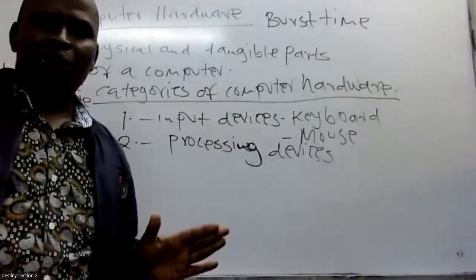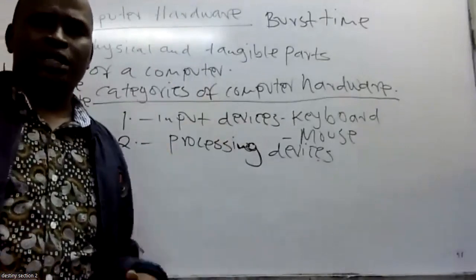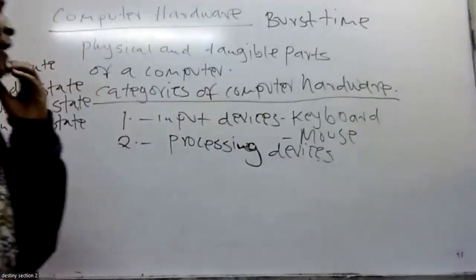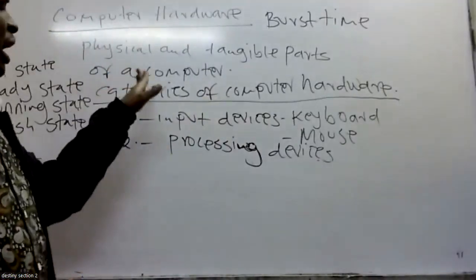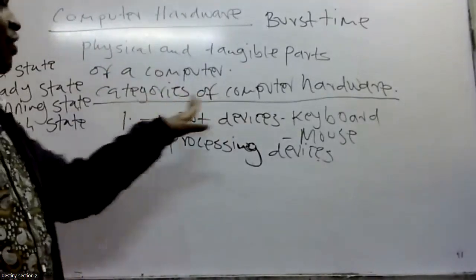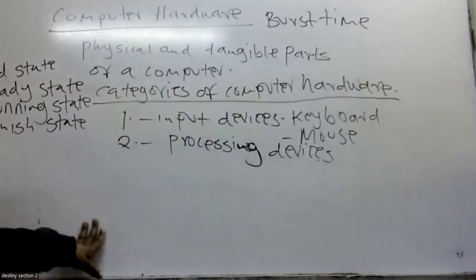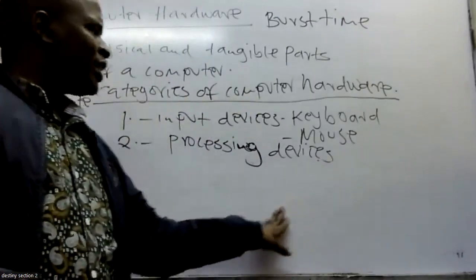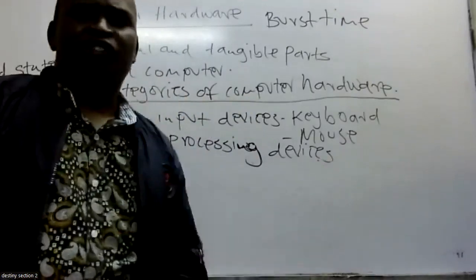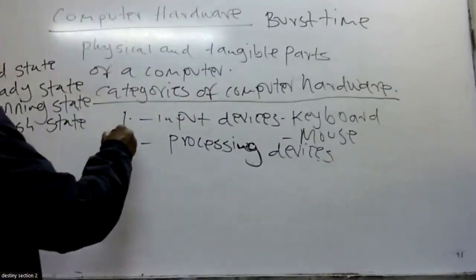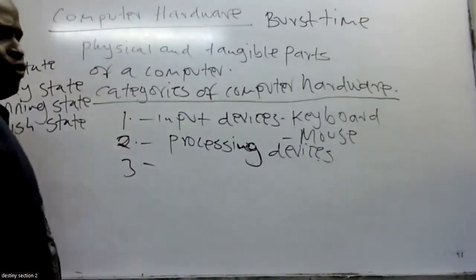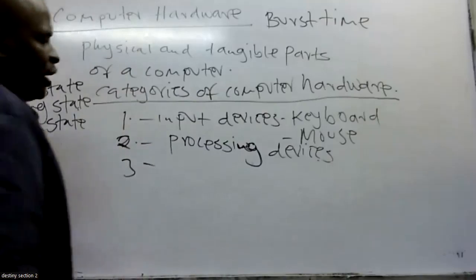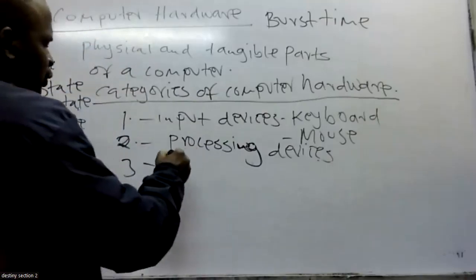So we have said hardware is the physical and tangible components of a computer. And these hardwares have categories. So categories of computer hardware: number one, we have the input devices, number two, the processing devices, and number three, we have the output.